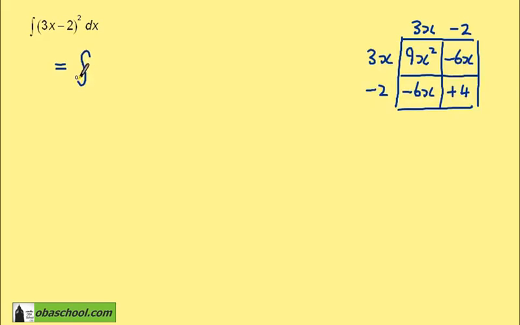So we have the integral of 9x squared, take away 12x, plus 4 dx.